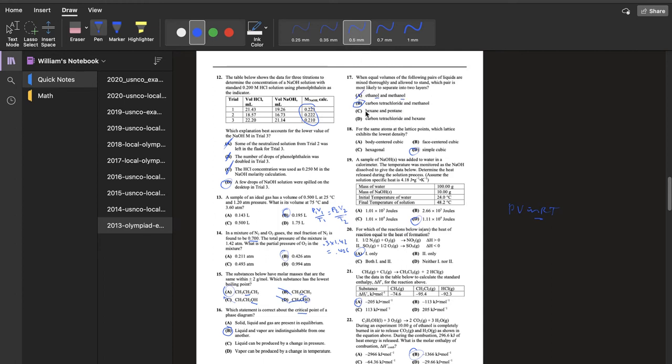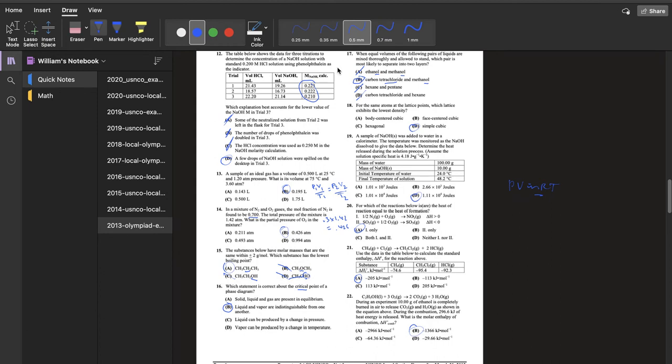Hexane and pentane, it's pretty much just London forces here. They're not going to separate. And they're both alkanes too, so even if you didn't know what London forces were, you could eliminate it like that. Carbon tetrachloride and hexane are both nonpolar. It's London forces at work again. This is nonpolar, like we covered here, but this has hydrogen bonding, so they are unlike, which is why B is our answer.